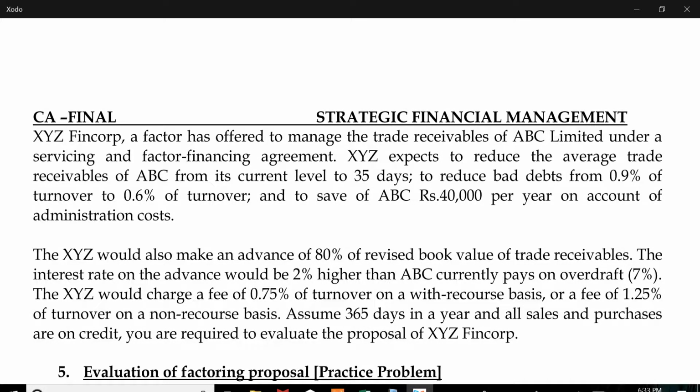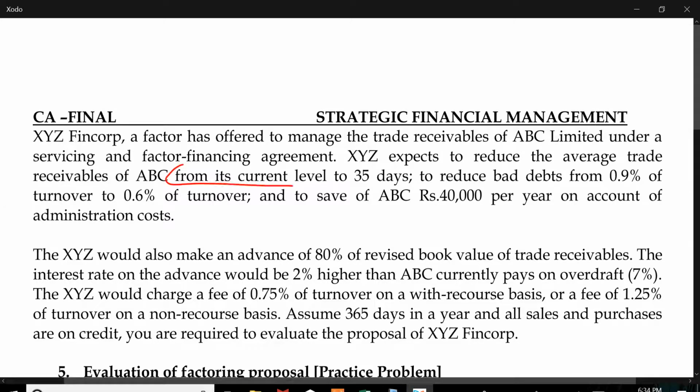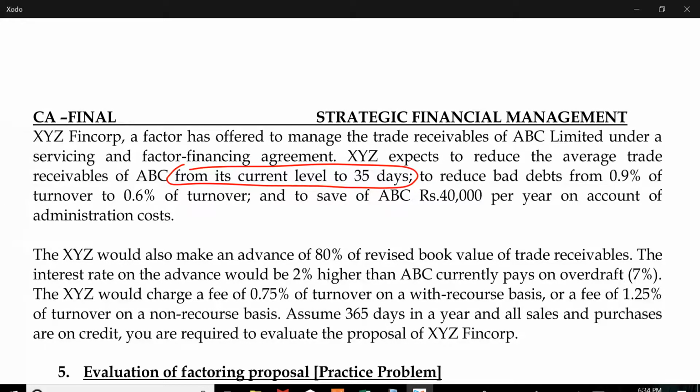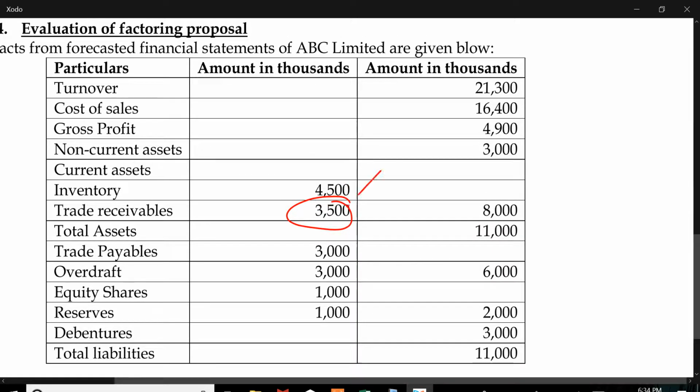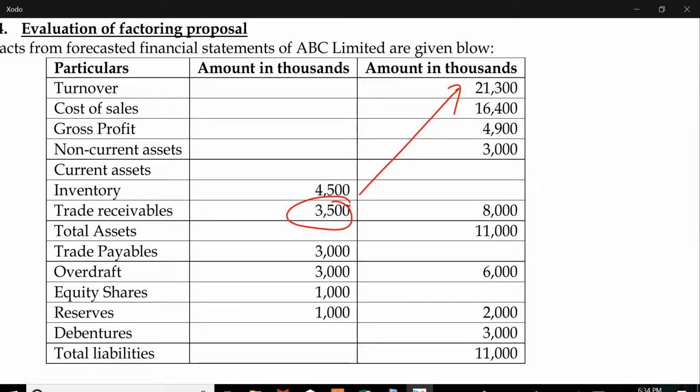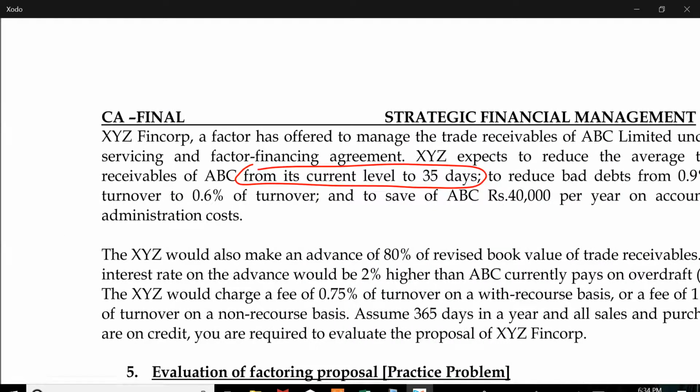He is saying he will bring down the receivables to 35 days. Don't worry about it, I'll bring it under control to 35 days. So my existing receivables, if I have to calculate in terms of number of days, do it in the calculator: 3,500 divided by 21,300 into 365. How many days? This number he is saying, give it to me, I'll bring it down to 35 days.